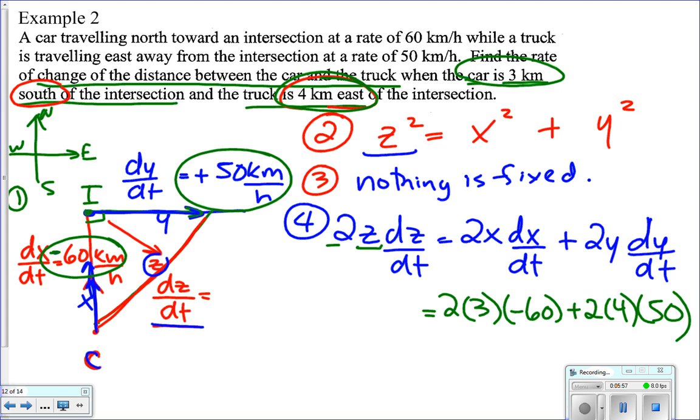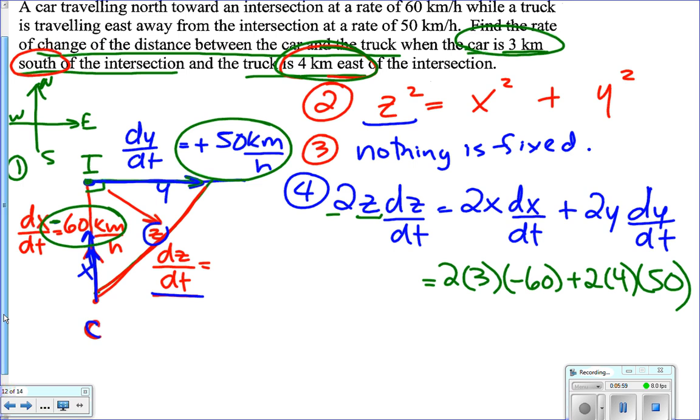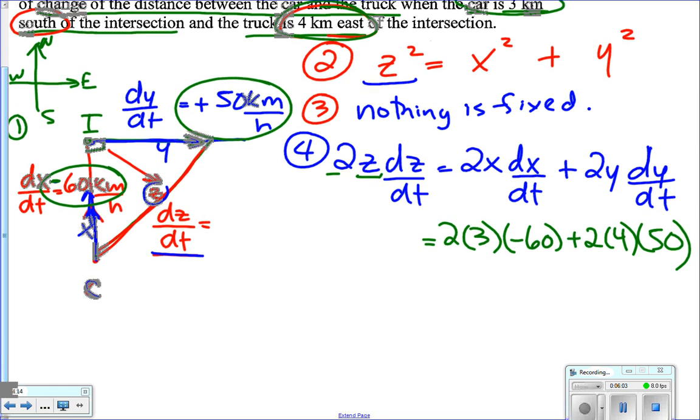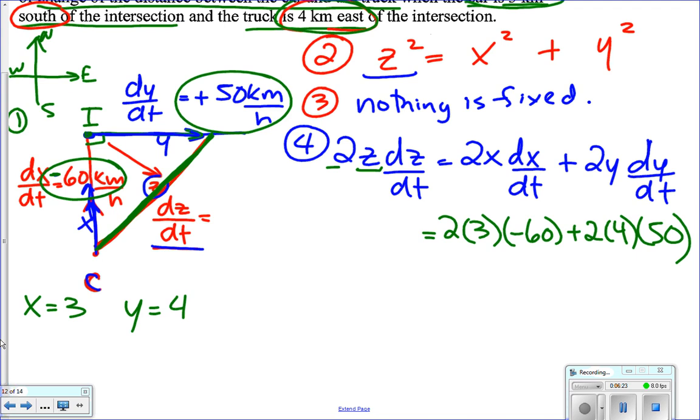Now, they don't tell you the value of z. However, you can find it, okay? So we know we want the rate at which they are increasing, okay? So we know it's increasing. However, we want to know it at the moment when x is equal to 3, okay, and y is equal to 4. Now we can find z by, again, applying the Pythagorean theorem.